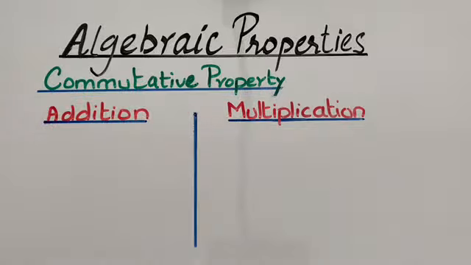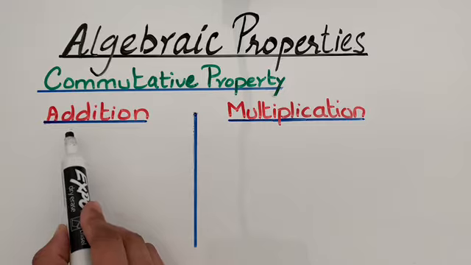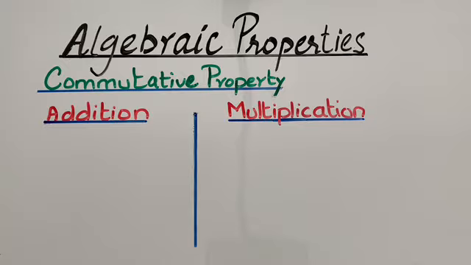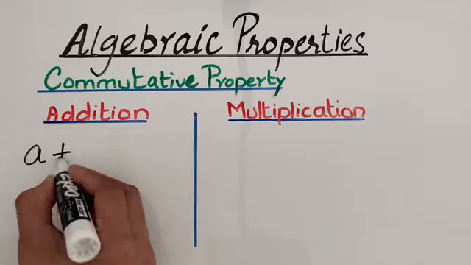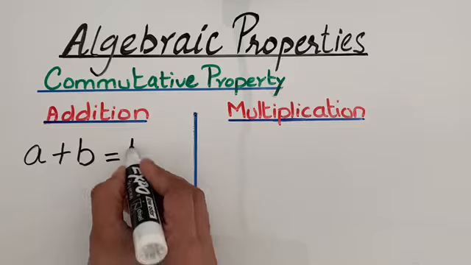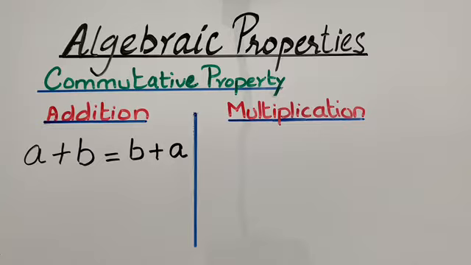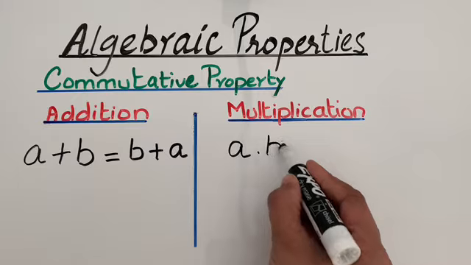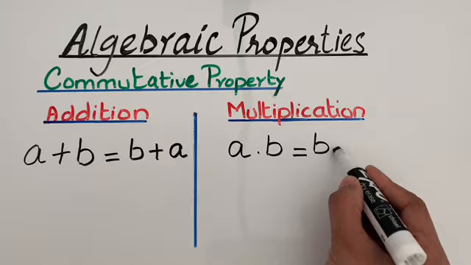work. The first algebraic property is known as commutative property, and it has a part of both addition and multiplication. So for addition, the commutative property states that if I have A plus B, I can rewrite it as B plus A. And for multiplication, if I have A times B, I can rewrite it as B times A.